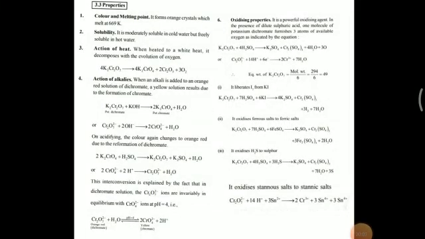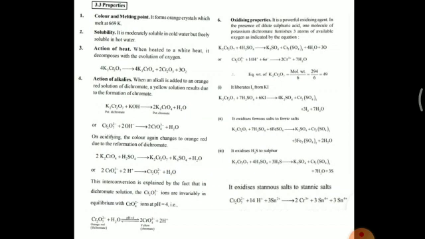Okay, you studied about preparation of potassium dichromate. Now, next concept is properties of potassium dichromate. Potassium dichromate is an orange red colored crystalline solid. It is sparingly soluble in cold water but readily soluble in hot water.